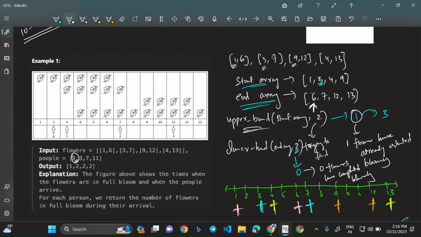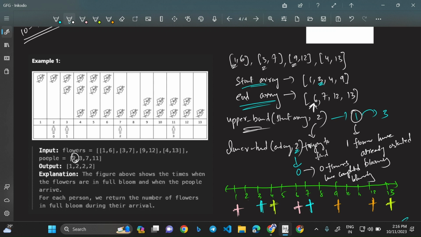If this is exactly 2, let us assume this is exactly 2. Because it's told that it's inclusive, even at the end position, we can say that 0 flowers have completed blooming, because even at the end position the flowers will still bloom. So this is 6. Lower bound of a particular value you're trying to find gives the index of the element that is just greater than or equal to it.